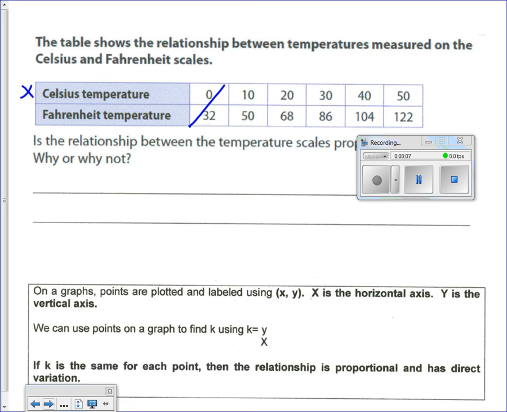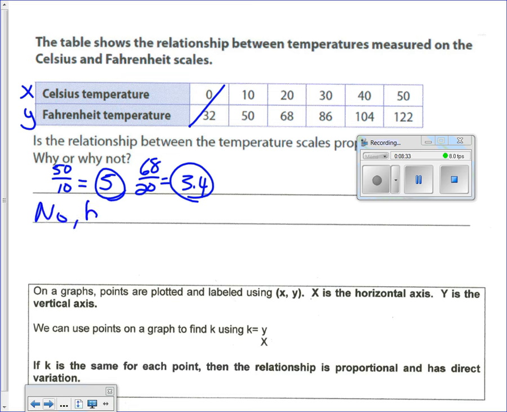So let's do the y over x. We're going to have 50 over 10 equals 5. And then you're going to have 68 over 20 equals 3.4. So right there, I have 5 and 3.4. So they're not the same. So it's not a proportional relationship. So no, those ratios are not the same.